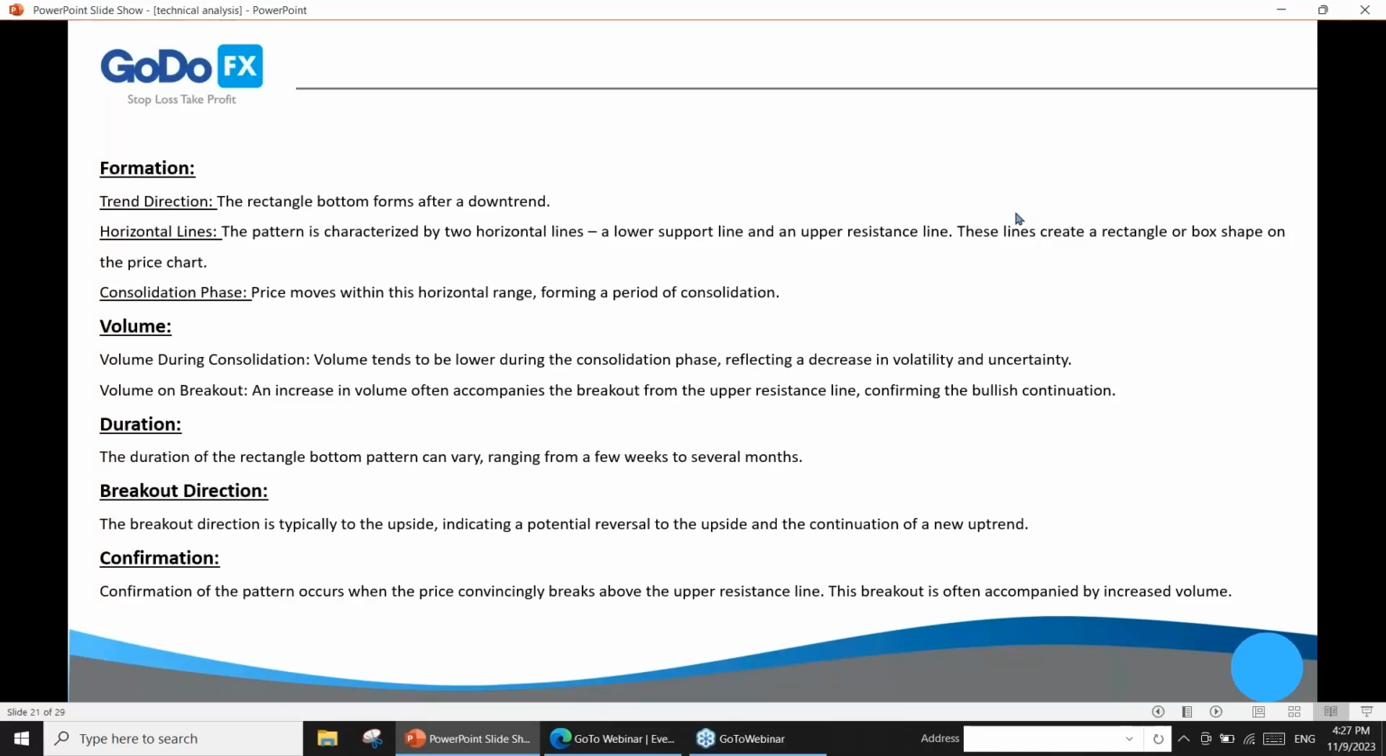Okay, so the duration of the rectangle bottom pattern can vary, ranging from a few weeks to several months, and the breakout direction is typically to the upside, indicating a potential reversal to the upside and the continuation of a new uptrend. So how are we gonna confirm this pattern? The confirmation of this pattern occurs when the price convincingly breaks above the upper resistance line. This breakout is often accompanied by an increase in volume, as we said.